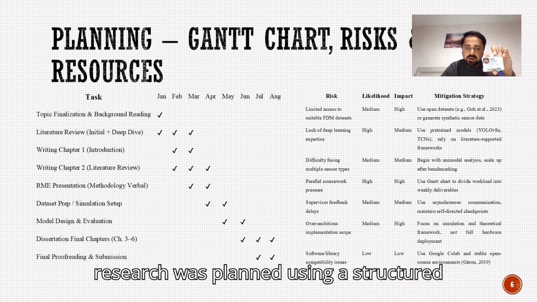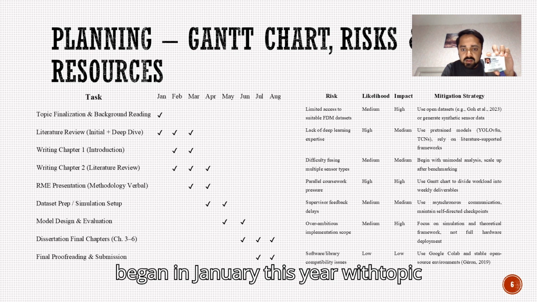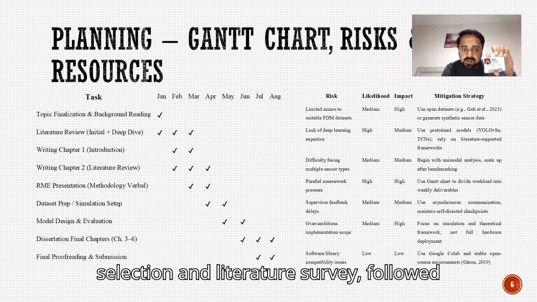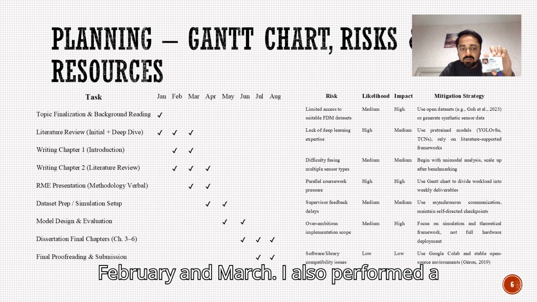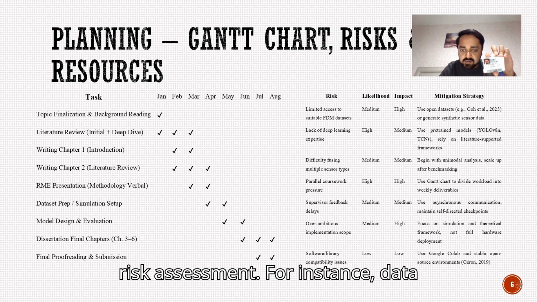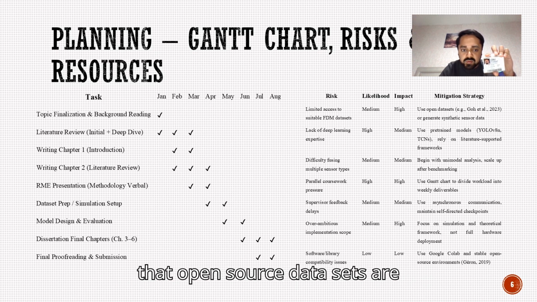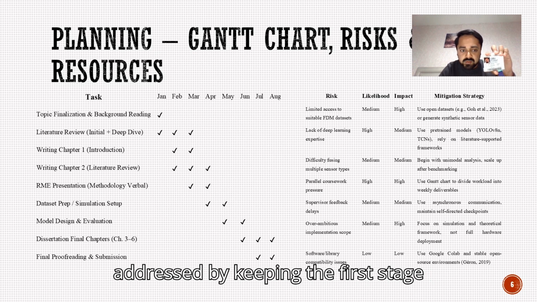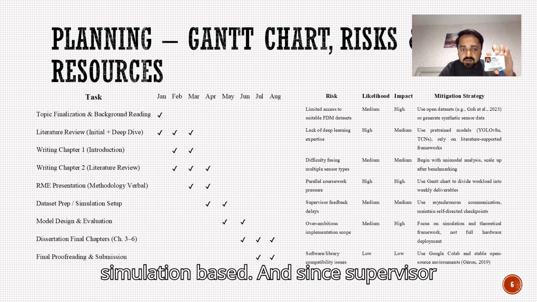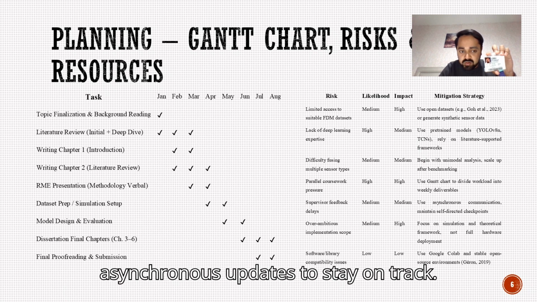So the research was planned using a structured Gantt chart. It began in January this year with topic selection and literature survey, followed by deep review and report writing in February and March. I also performed a risk assessment. For instance, data access was a concern, so I've ensured that open source datasets are available. Technical complexity will be addressed by keeping the first stage simulation based. And since supervisor availability may be limited, I'm using asynchronous updates to stay on track.